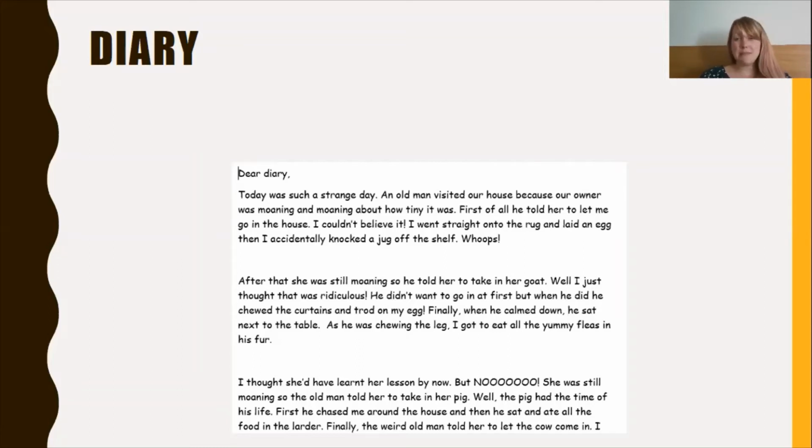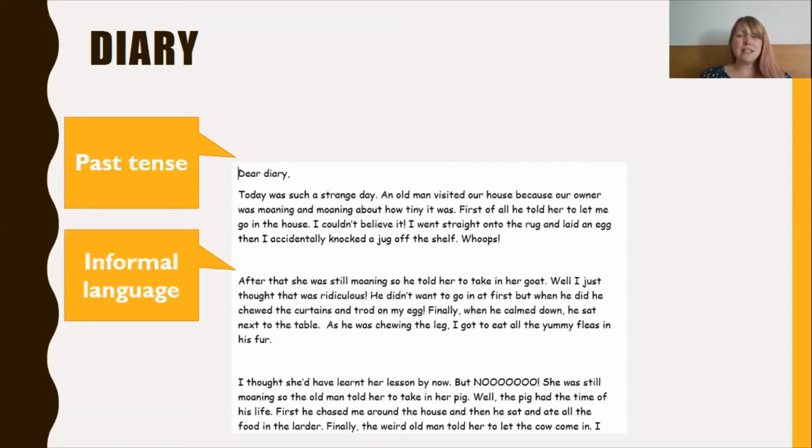So I noticed a few things about the diary. First of all, I noticed that it's all in past tense. It's something that's already happened. I also noticed that it uses quite informal language. Now, normally when we do writing in school, we use quite formal language, particularly if we're writing letters, for example. However, there are sentences here which are very informal. "Well, I just thought that was ridiculous." "I'd have thought she'd have learnt her lesson by now, but no." There's very friendly, informal language in a diary.